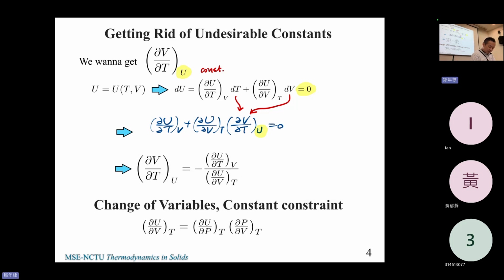Next, we also introduce another tool for changing variables. It's just pure calculus. You see u, v, t, and you can introduce some new parameters, but if you multiply them, they cancel each other, so you obtain the previous one. This just reminds you of calculus.